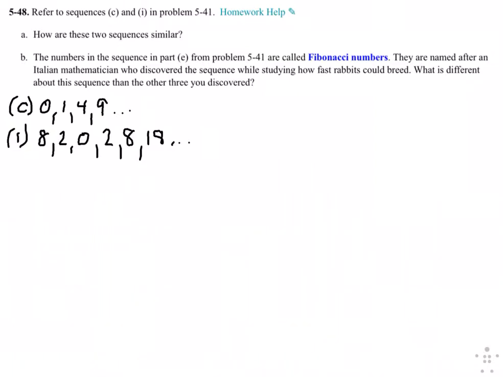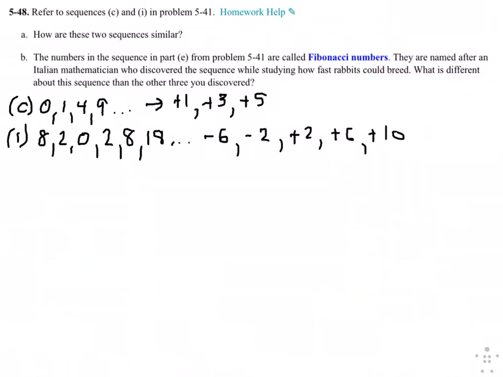Okay, and then A says, how are they similar? So if you recall, this one went up by 1, and then it went up by 3, and then it went up by 5, right? And then this one went down by 6, and then down by 2, and then up by 2, and then up by 6, and then up by 10, right? So you could say for A, it's not linear, right? Not linear growth.